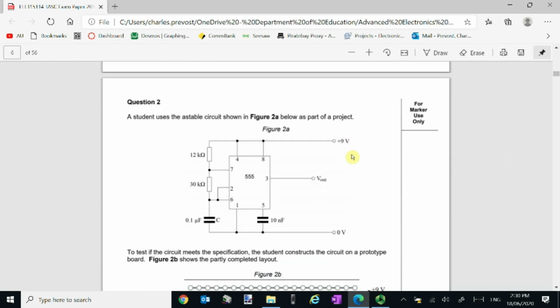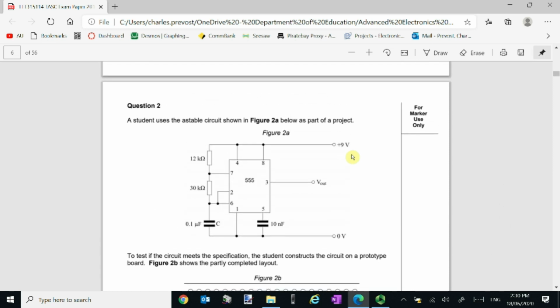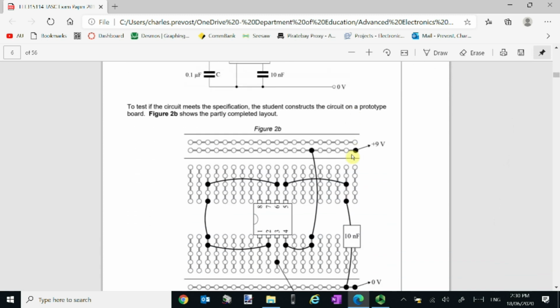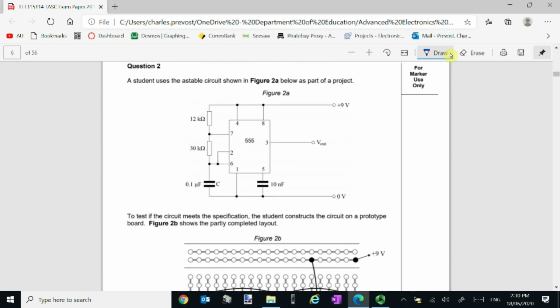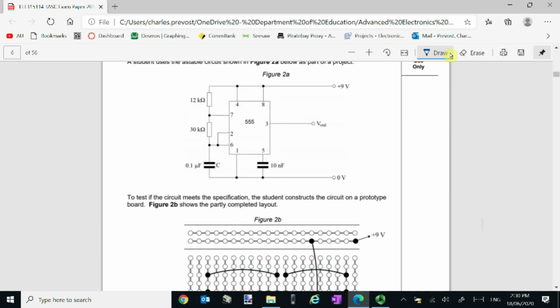Question 2 is a basic principles type question, and this is related to a specific component called the 555 timer, which you don't necessarily need to know about, but we have a schematic diagram, and then we have a breadboard layout here, and so I'll be answering this question. So a student uses the astable circuit shown in figure 2A below as part of a project. There's the diagram. We can see a few bits and pieces there.